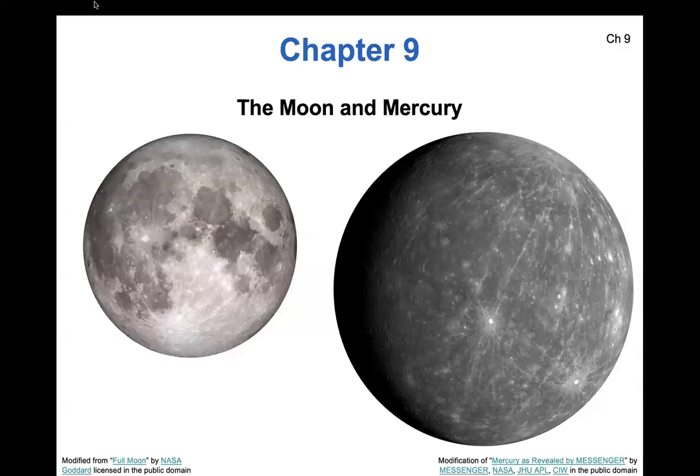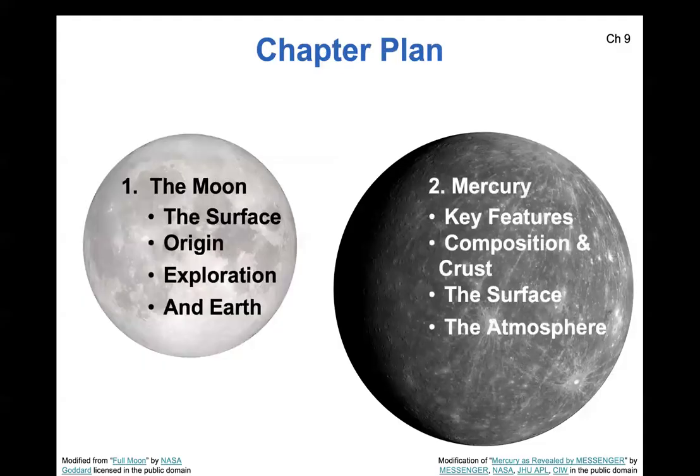All right, so beginning our lecture on Chapter 9, the Moon and Mercury. The plan for this chapter and for these slides is to talk about the moon, its surface, its origin, a little bit about its exploration, which I'll move through quickly, and a bit about its tidal lock to Earth, which, although we talked a lot about phases, we've never explicitly described the tidal locking of the moon.